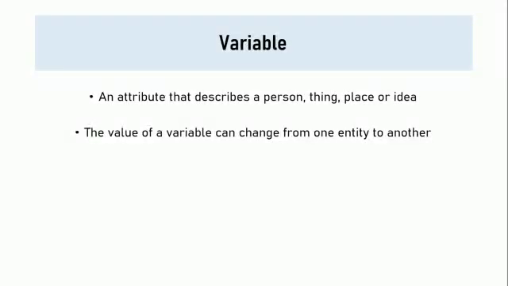In this video, we will see the levels of measurement for variables. A variable is a characteristic or trait that describes a person, thing, place, or idea. Like the name says, a variable can vary or change from one entity to another. It can change from person to person, place to place, or time to time. An example of a variable is the height of a person, which is different from person to person. And in one person, it is different from time to time.